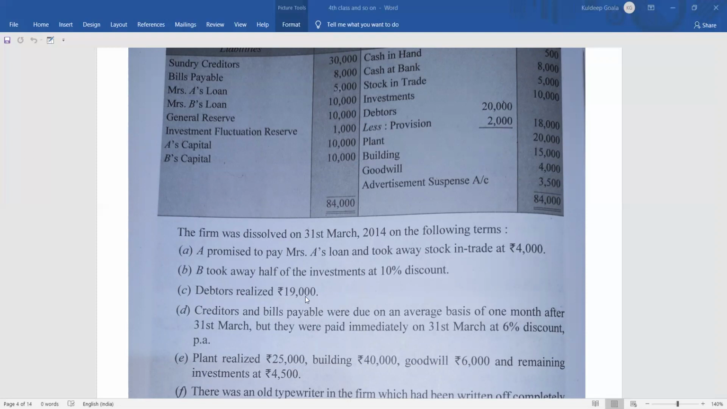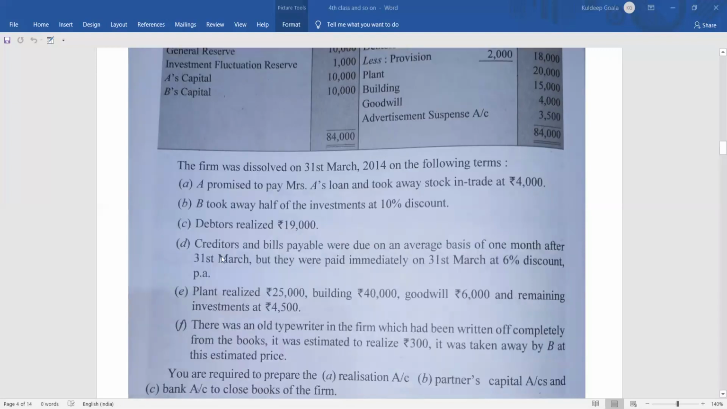Debtors realized 19,000. Creditors and bills payable were due on an average basis of 1 month after 31st of March, but they were paid immediately on 31st March at 6% discount per annum. This is a very new concept. Point number D, I'll explain to you what that is. Then plant realized 25,000, building realized 40,000, goodwill 6,000, and the remaining investment 4,500.